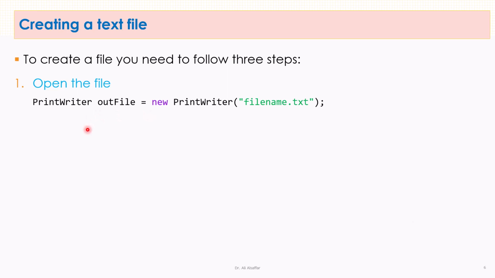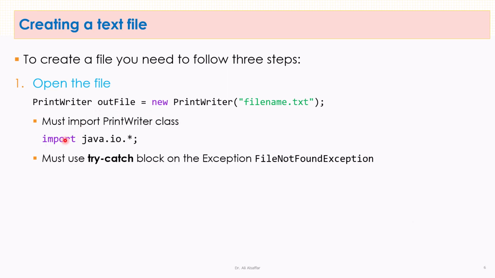To create an output stream using a PrintWriter, you have to import its definition from the java.io package. So you write import java.io. Instead of only bringing the definition for PrintWriter, you can import all class definitions inside java.io by writing star. Also, you have to catch a special type of exception called FileNotFoundException. So you have to include this statement inside a try block and catch the exception FileNotFoundException.